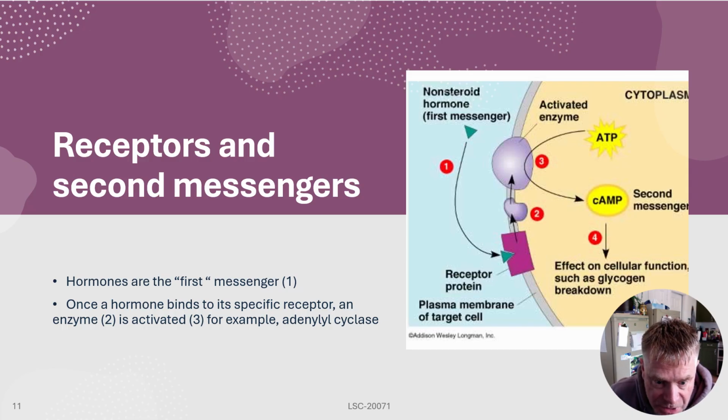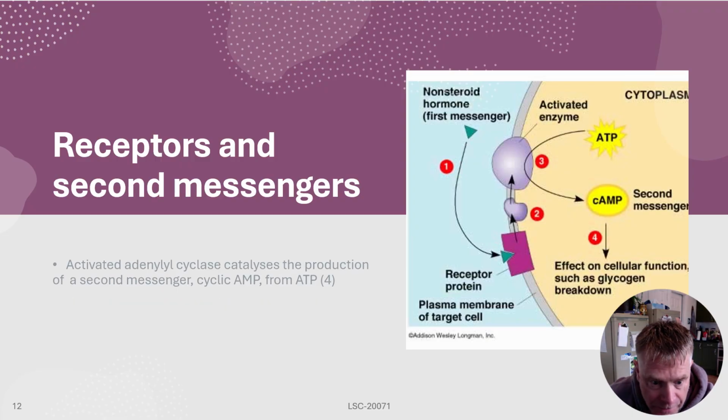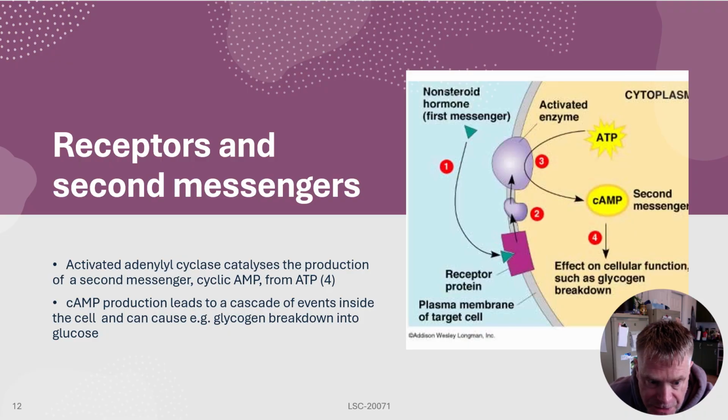And once it binds to that specific receptor, then an enzyme is activated, and that could be adenyl cyclase. Once that is activated, it catalyzes the production of cyclic AMP from ATP. So it's important for energy in the cell, and that leads to a cascade of events inside the cell that cause the desired effect, the required effect. For example, glycogen breakdown into glucose if you've got the hormone which is doing that.